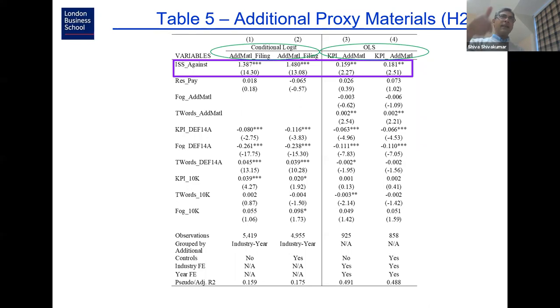So this is again saying that the say on pay voting is incentivizing the firms that have the biggest benefit from disclosures to provide more KPI related disclosures. And these results hold whether we include a variety of control variables, whether we have fixed effects, et cetera.